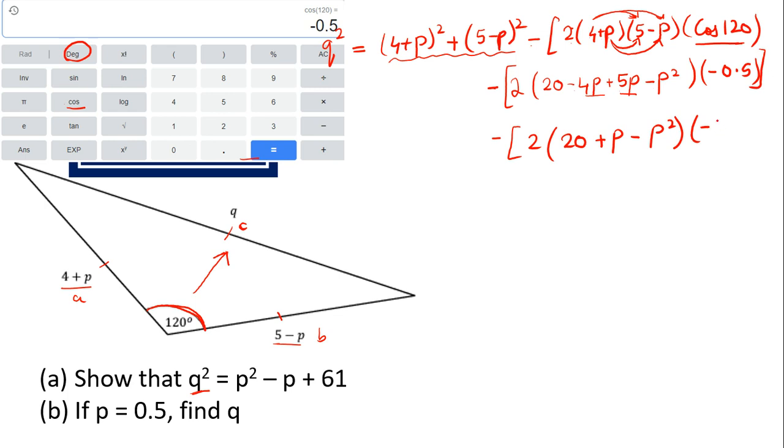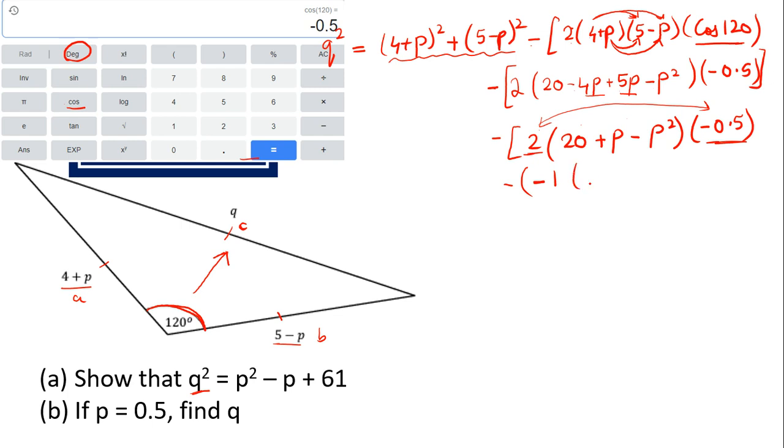And that I have it times negative 0.5. Now, before I do 2 times 20 and 2 times p and 2 times negative p squared, and then multiply the entire thing with negative 0.5 or negative half, all of that is just going to be a lot of work. So I'm just going to first do 2 times negative 0.5. That is just 2 divided by negative 2, so that becomes 1. And because there is a negative sign, this whole thing becomes negative 1.